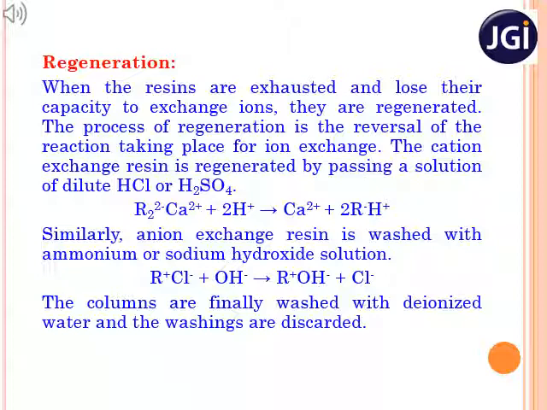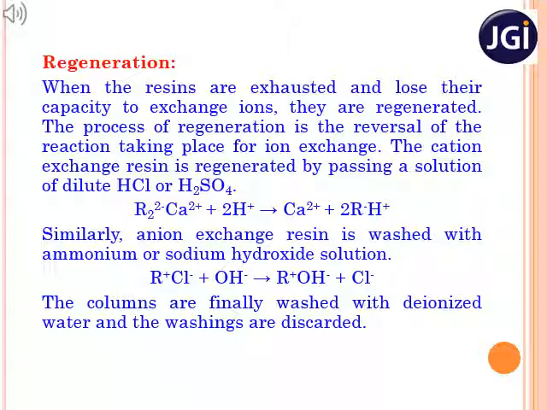That is, the resin in first column is regenerated by passing a dilute solution of hydrochloric acid or sulfuric acid. Here, the H+ of the dilute acid replaces the calcium or magnesium ions and therefore these calcium and magnesium ions come out of the column. Similarly, the resin in second column is regenerated by passing ammonium hydroxide solution or sodium hydroxide solution. The OH- of base replaces the Cl- or SO4 2- ions and therefore chloride ion and sulfate ion come out of the column. Go through the reactions given here.